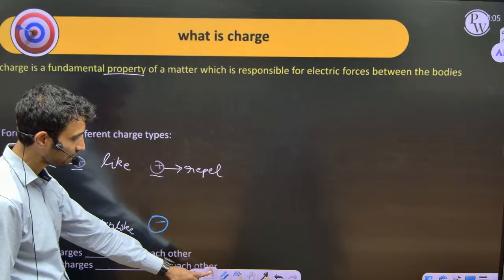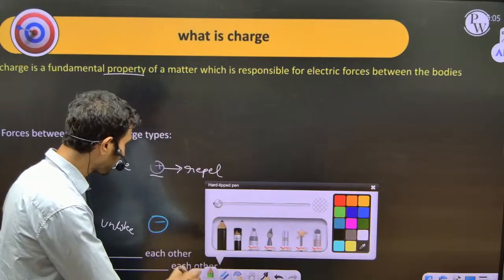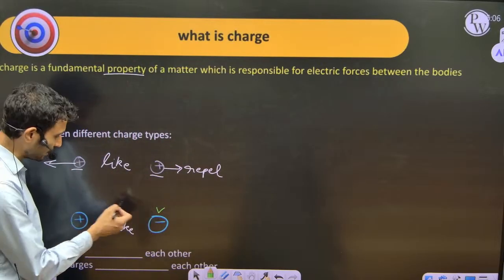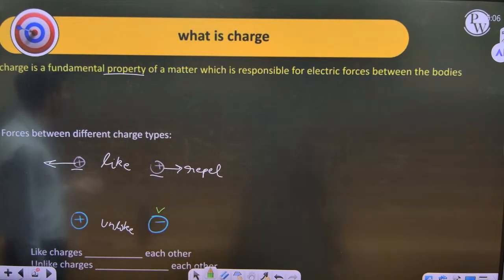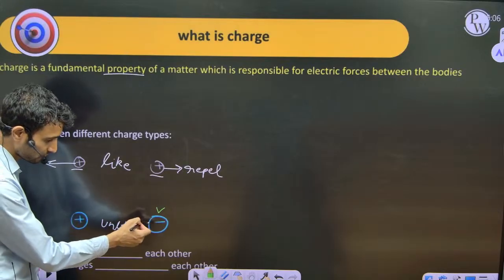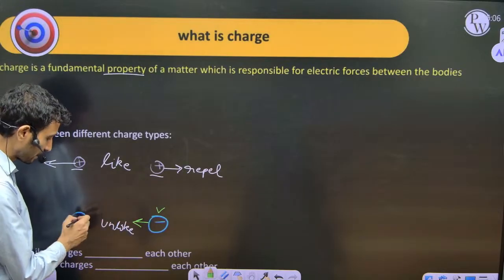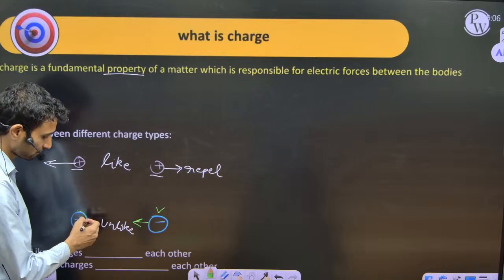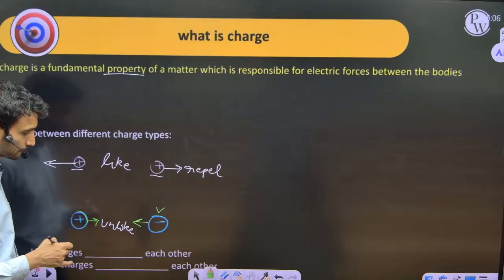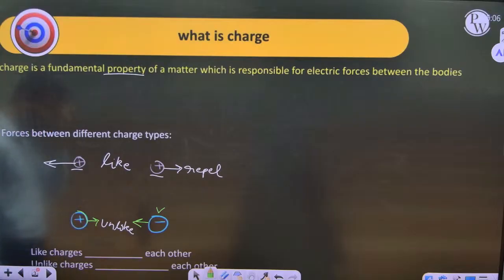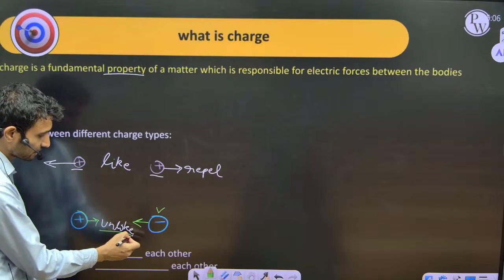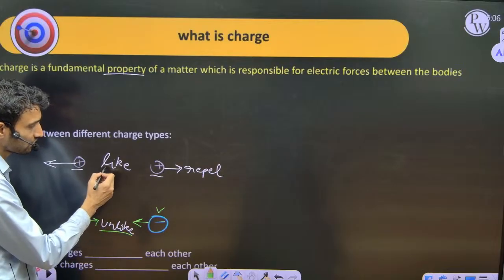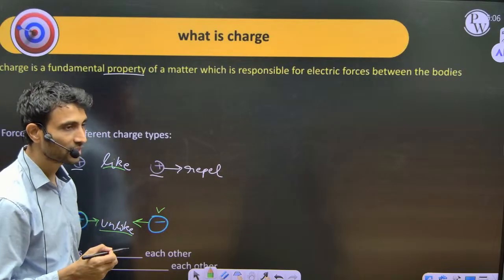Attract in the sense, where will the forces be? This object, if it is being attracted by this positive charge, will feel a force in which direction? Attraction means towards it. And this object also, if it is getting attracted by the negative charge, its force will also be towards it. So that is when the charges are unlike, they attract each other, and like charges repel each other.